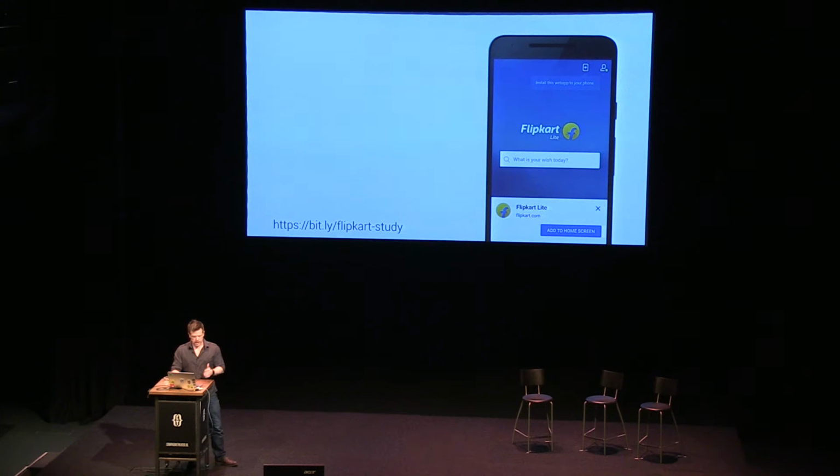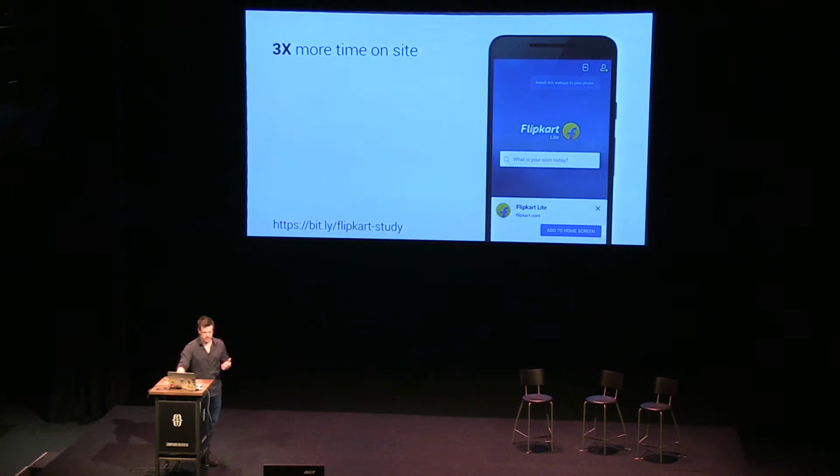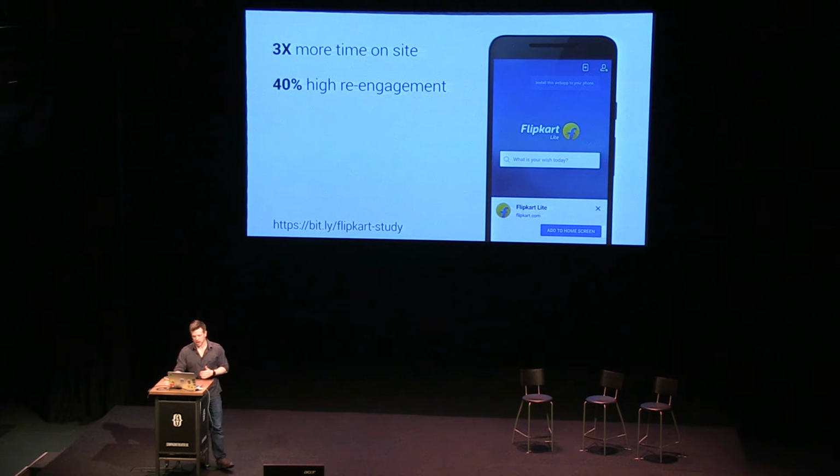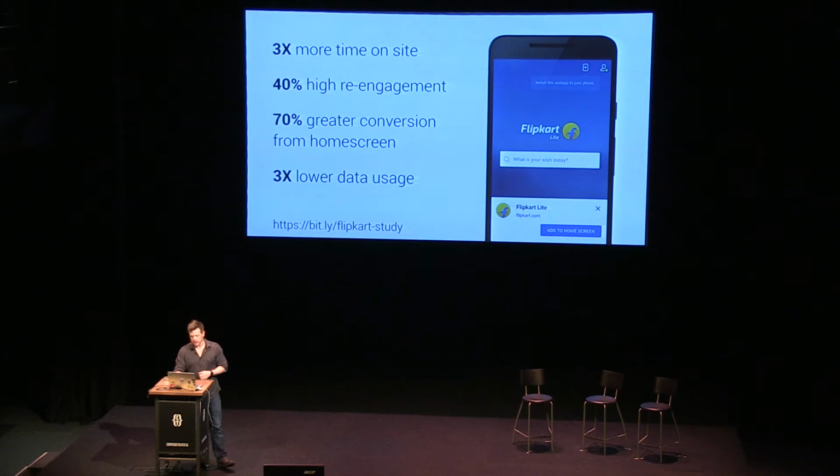And they tracked the conversions and the retention rates, and they found that users were spending 3 times longer on their web app than their website. They had a 40% higher engagement compared to their website. They had a 70% greater conversion from the home screen, from that icon on the home screen. And it used less data because they weren't chucking everything down the wire all the time. They were using the service worker cache to deliver a shell and provide a better experience.